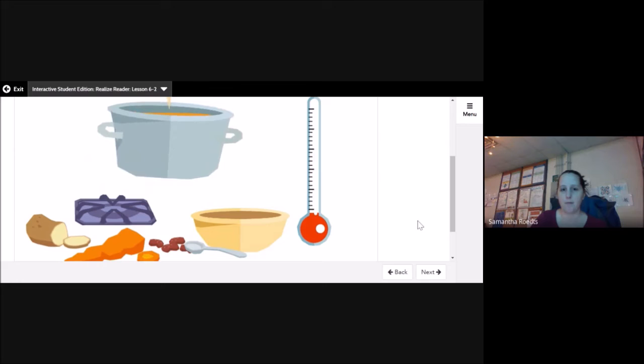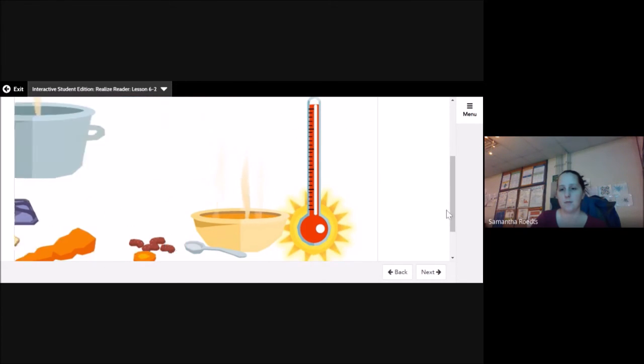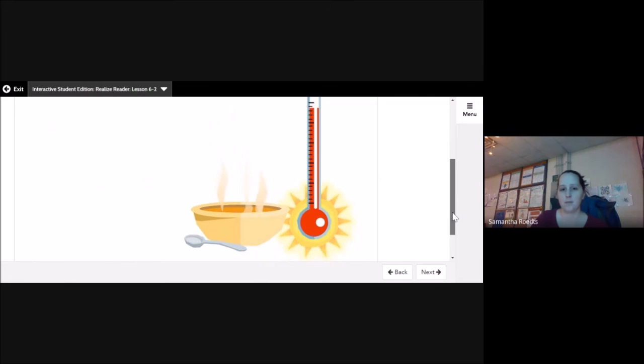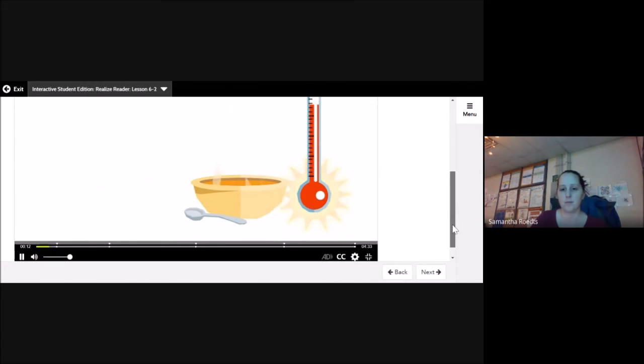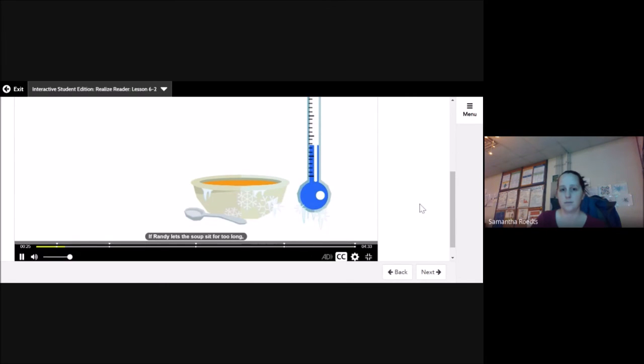Randy is making soup. When the soup is done cooking, it is piping hot. Randy wants to serve the soup hot, but not too hot. How long should Randy let the soup cool before serving it if he doesn't want to serve it cold? To solve this problem, you need to know a few things. First, how cold is soup cold? If Randy lets the soup sit for too long, it will eventually reach room temperature, about 68 degrees Fahrenheit.